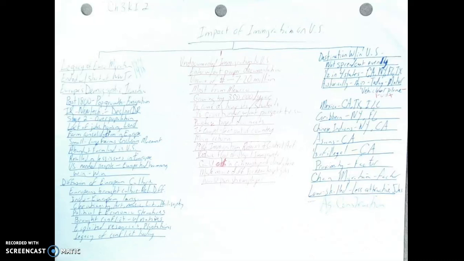You have this legacy of conflict with the Native Americans, but you also have this legacy of conflict with African Americans because of the forced slavery from Africa to plantations in the South. Next, let's talk about the undocumented immigration to the United States.